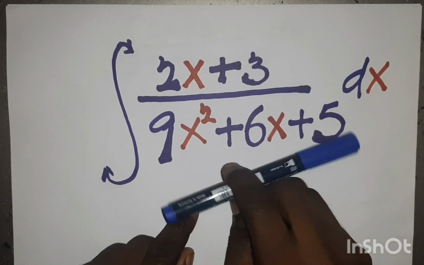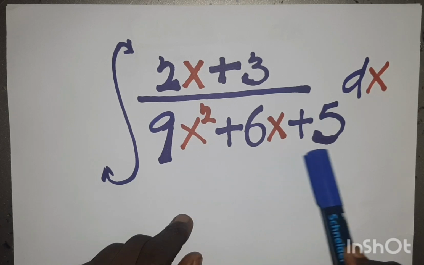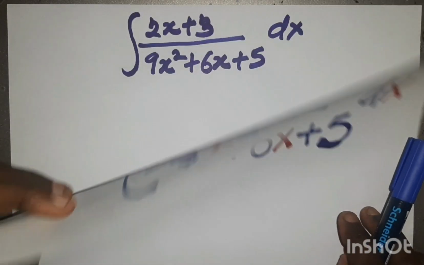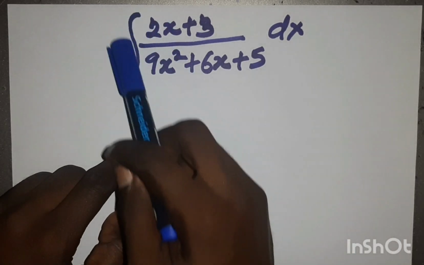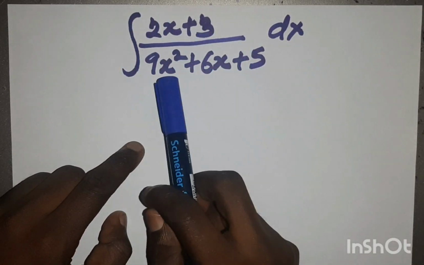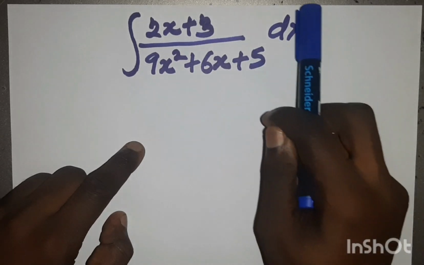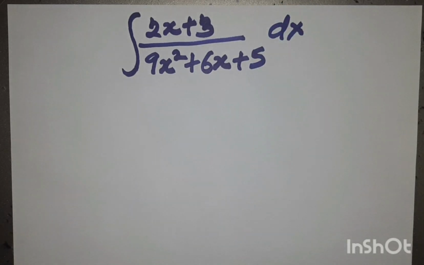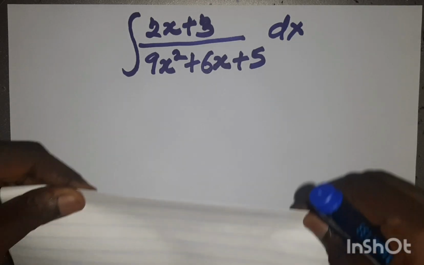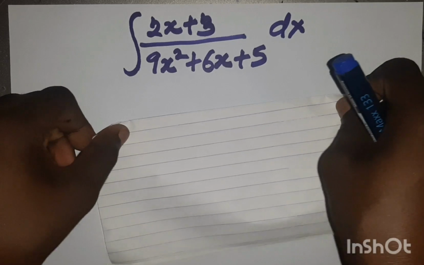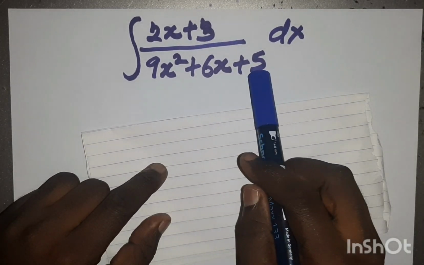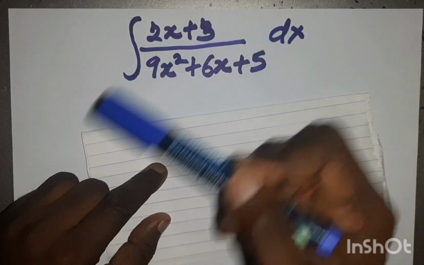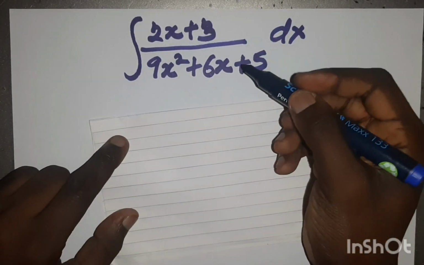Okay, so we have this integration problem here involving a quadratic trinomial. Let's see how we'll solve this. We have the integral of 2x plus 3, everything over 9x squared plus 6x plus 5, with respect to x. Our best bet here would be to first check if we can apply an algebraic substitution, a u-substitution, whereby the derivative of the denominator will be exactly what we have as a numerator. But let's be sure of what we are doing.